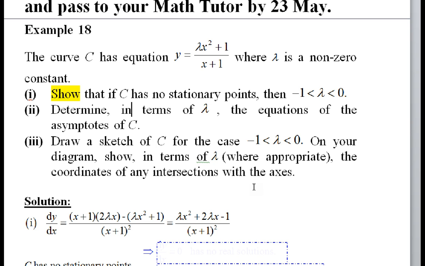You have a lambda here. Fine, you don't know what lambda is, it's a constant. Show that C has no stationary point. Now, a lot of things have been omitted. What has been printed for you, you don't have to copy. But again, like what I said, as long as it's printed, when I say look up, everybody look up, don't do your notes. Right?